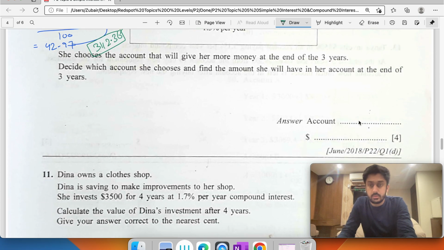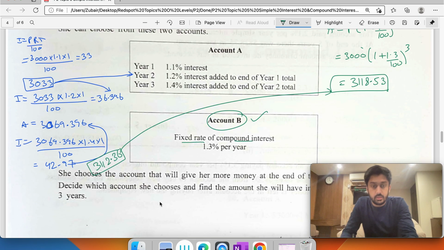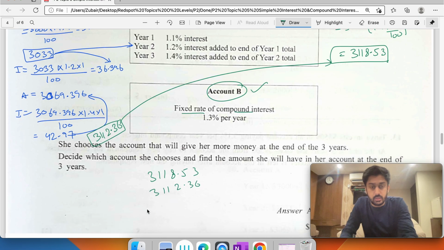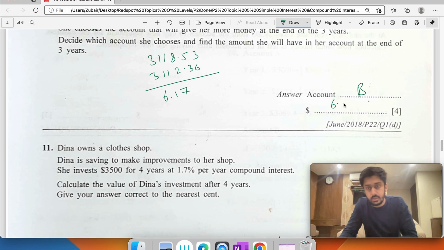So the account is B, and by how much? Difference of 3118.53 and 3112.36, which is $6.17.